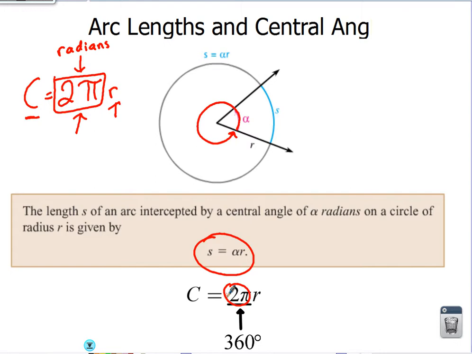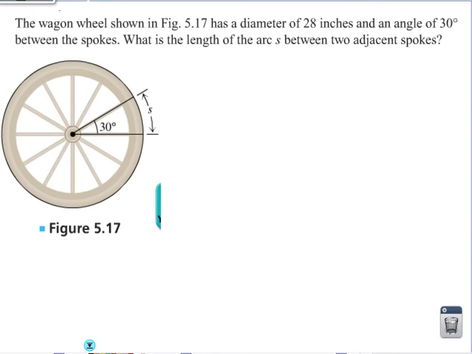That's the entire rotation. So let's try one of these. And let's do it the easy way. The wagon wheel shown below has a diameter of 28 inches.